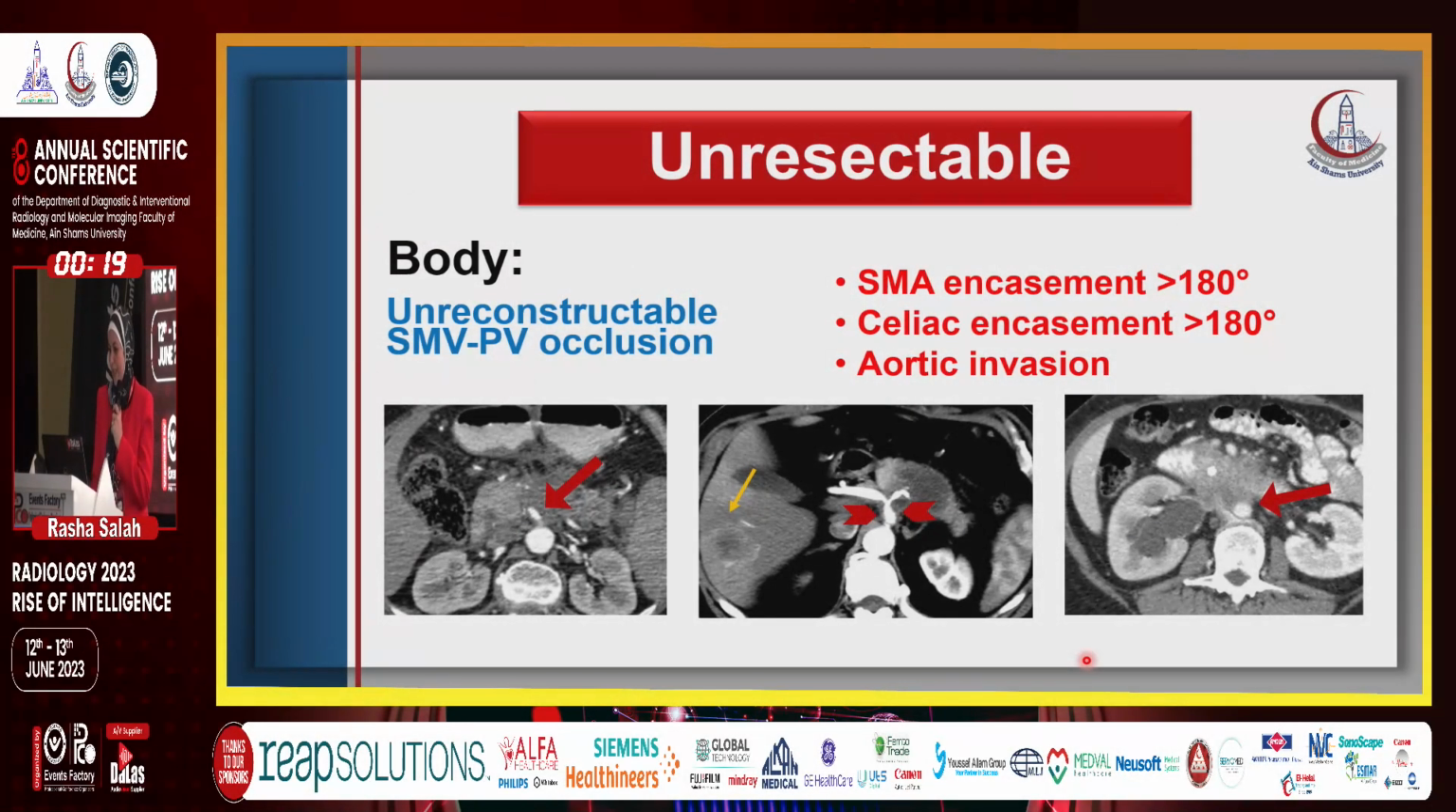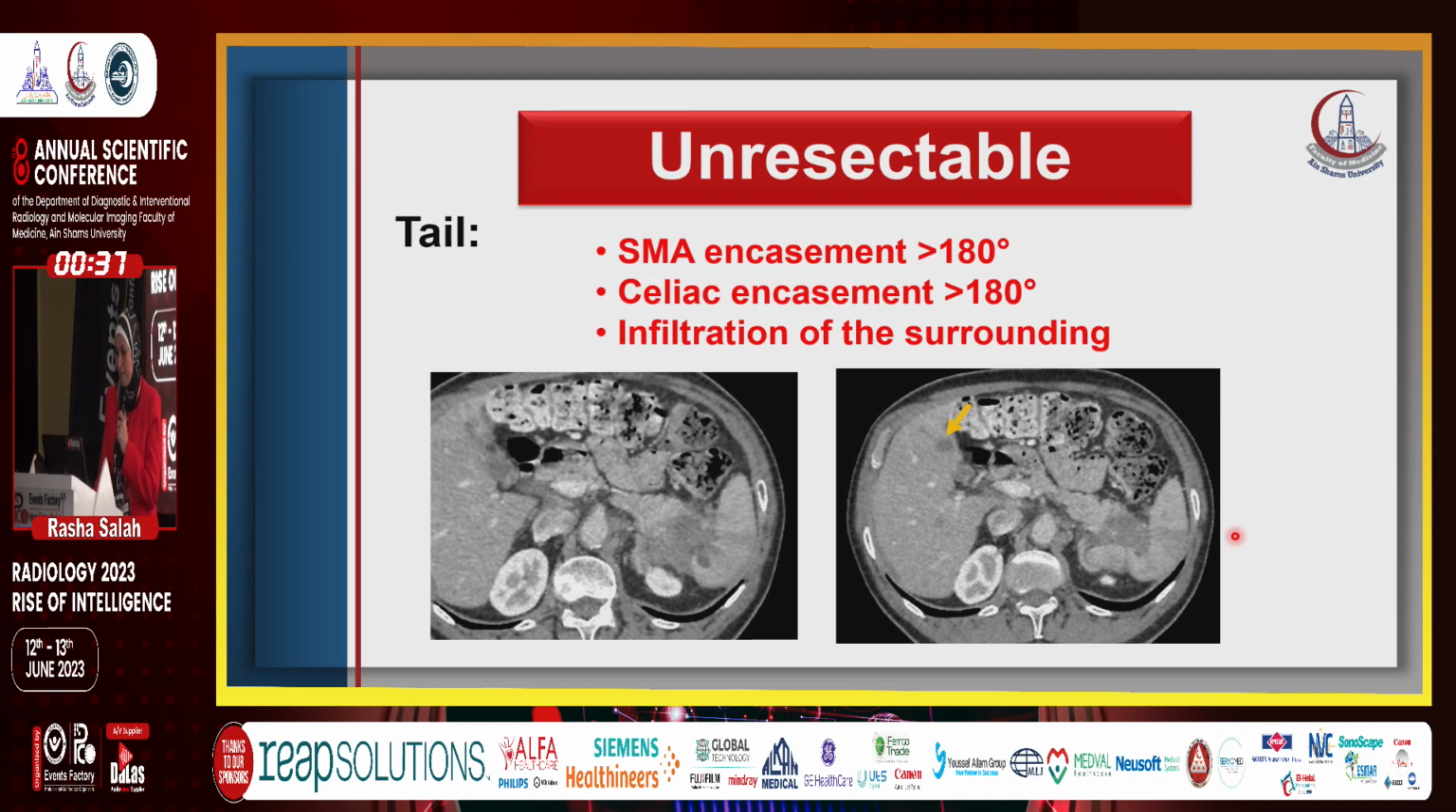Another important sign for an unresectable tumor is its contact with the abdominal aorta. We forget to look for the abdominal aorta. So if we find the tumor having a posterior extension to the abdominal aorta, this is of course an unresectable tumor because it can't be reconstructed.